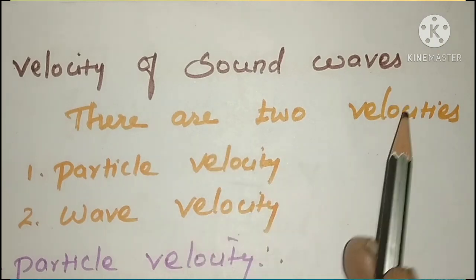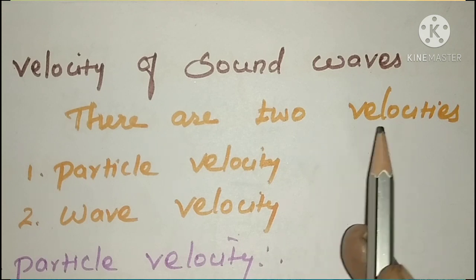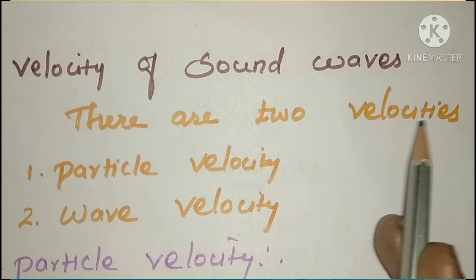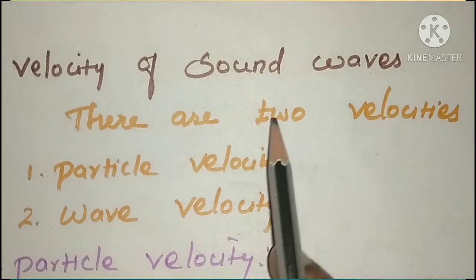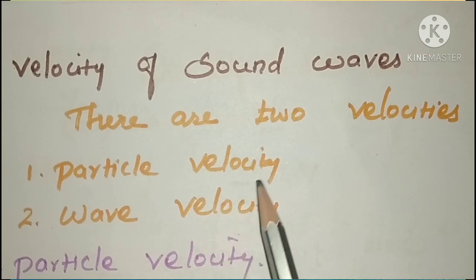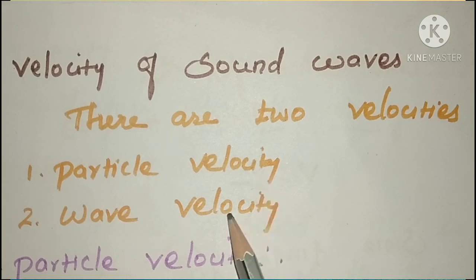Velocity of sound waves. There are two types of velocities. You all know what we mean by velocity? Velocity means distance travelled divided by time taken. So in sound waves there are two types of velocity: particle velocity and wave velocity. What are the two types of velocities? Particle velocity and wave velocity.